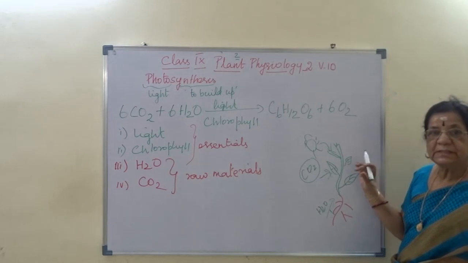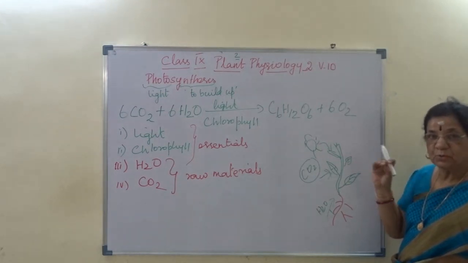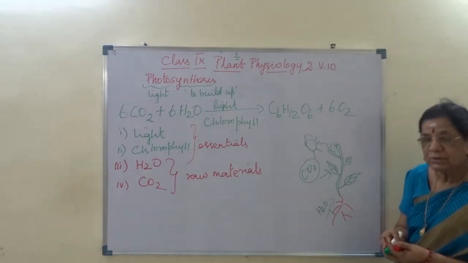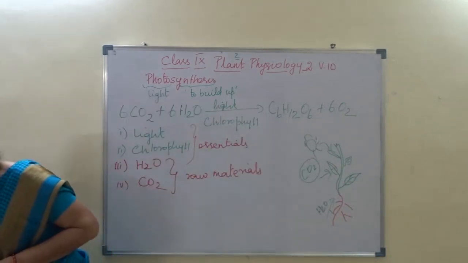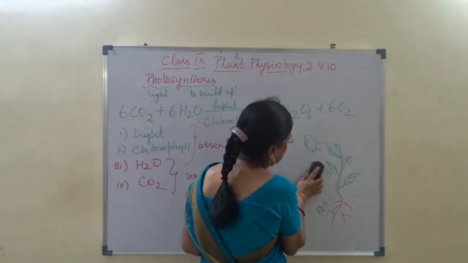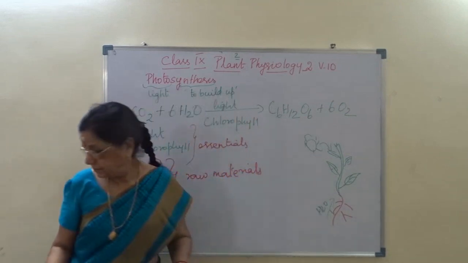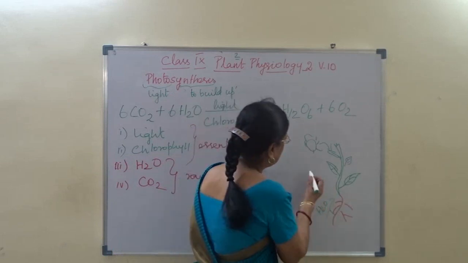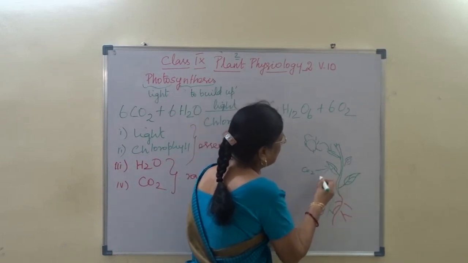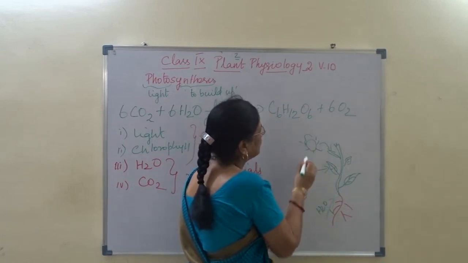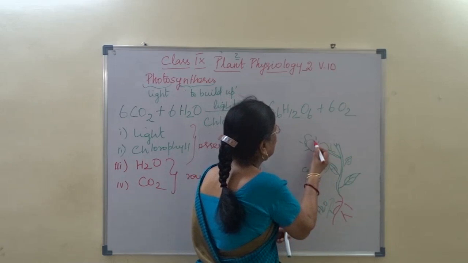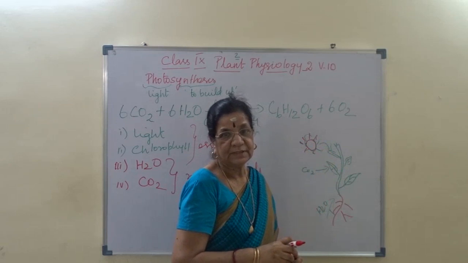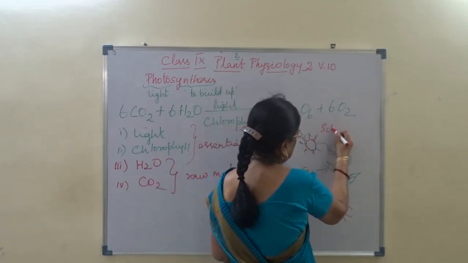You should draw this neatly and diagrammatically. There is a question: give the schematic representation of photosynthesis. You will draw a potted plant, and show water going up from the root system. Then write carbon dioxide here with an arrow mark going in. This is sunlight, which falls on the leaf. This is the schematic representation of photosynthesis.